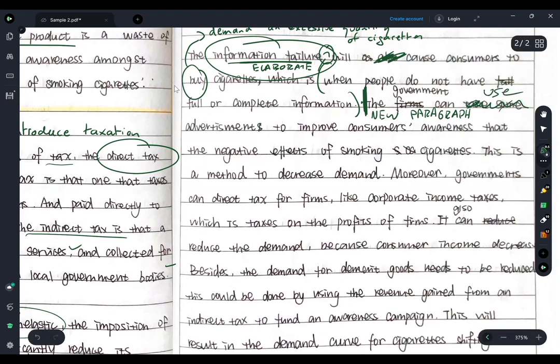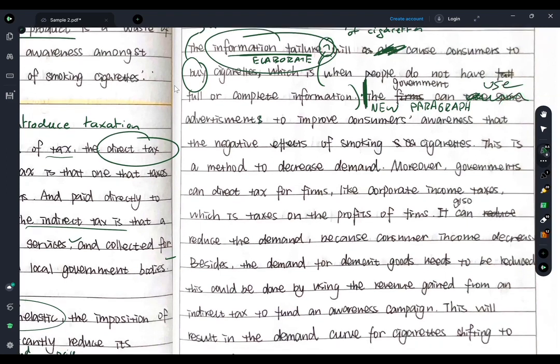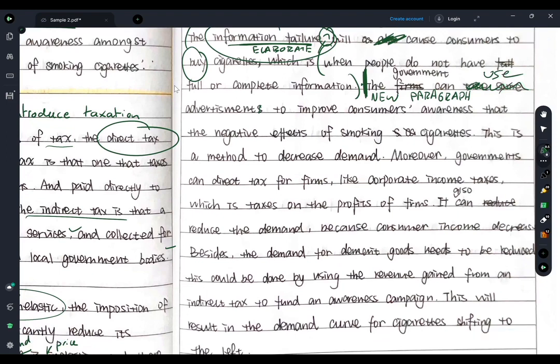advertising to improve consumers' awareness of the negative effects of smoking cigarettes. Okay, yes, it's true. This is a method to decrease the demand. Yes, it's true, or at least to close the information gap, or to address. Okay, let's just say it's fine to decrease demand. Why not? Moreover, but you see, it's not very specific.